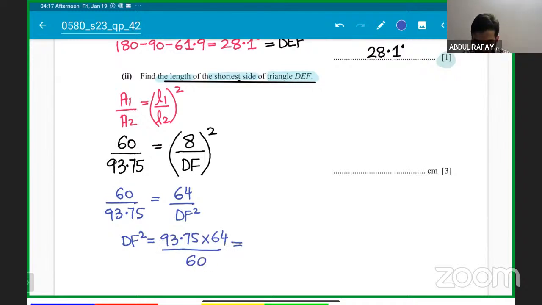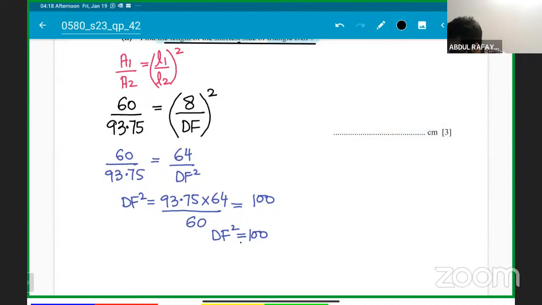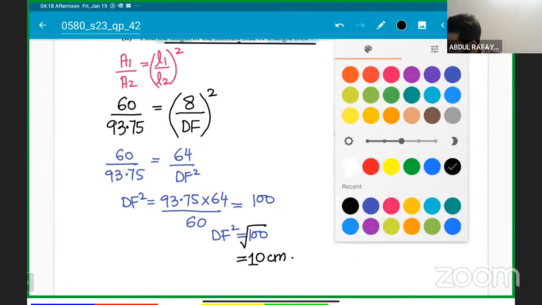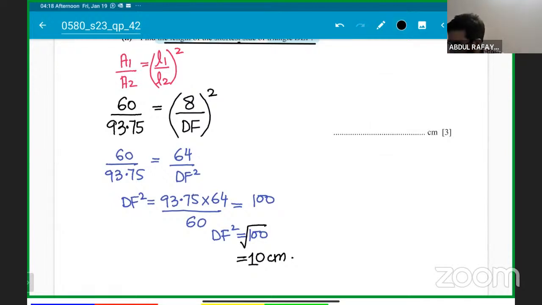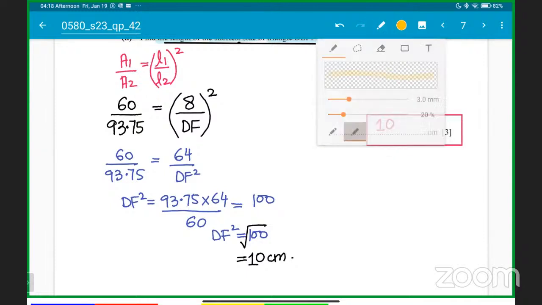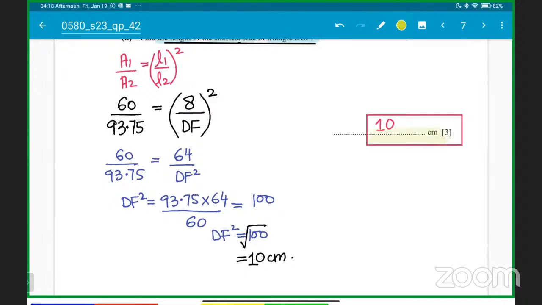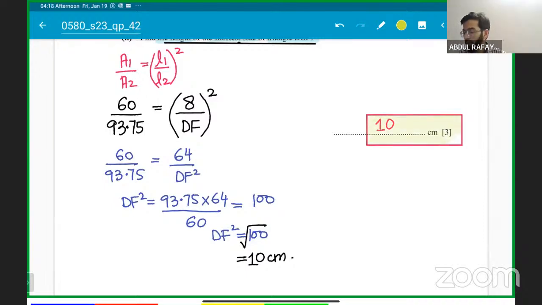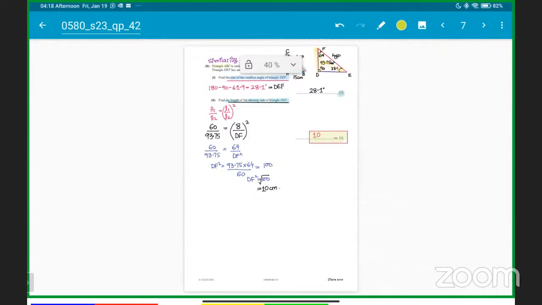Okay, everyone getting it? Yes, sir. So it is coming 100. And if DF squared is coming 100, then you can take the square root and you will get the answer, that is 10 centimeters. Clear on this? Clear, everyone got this? So question number 3 is completed.